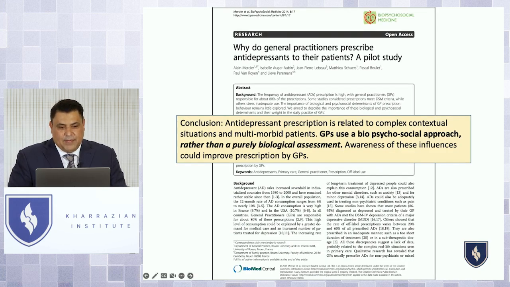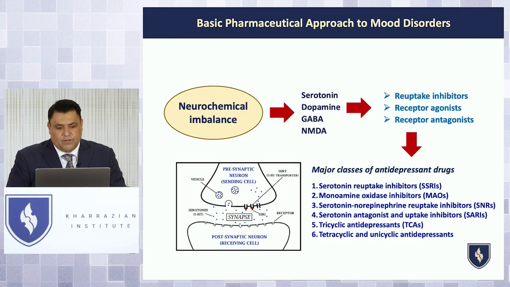This is a paper that was published, Why Do General Practitioners Prescribe Antidepressants to Their Patients? A pilot study. Conclusion, antidepressant prescription is related to complex contextual situations in multi-morbid patients. GPs use a biopsychosocial approach rather than a purely biological assessment, functional medicine evaluation. Awareness of these influences could improve prescription of GPs. They're just like, hey, you got a lot of stuff going on, you're depressed, here, take an antidepressant. I don't have time to get to it. And that's an issue.